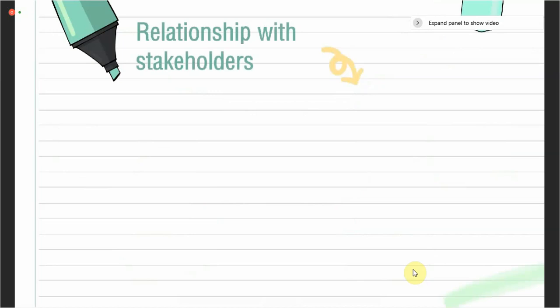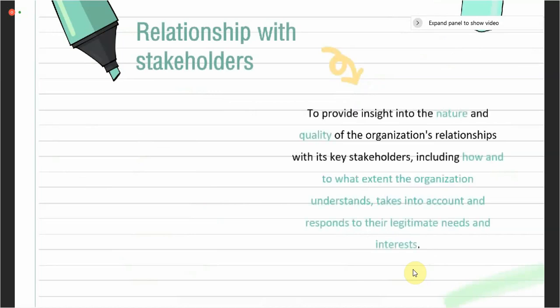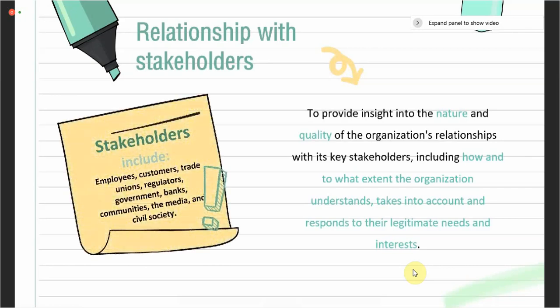Relationship with stakeholders. To provide insight into the nature and quality of the organization's relationships with its key stakeholders, including how and to what extent the organization understands, takes into account, and responds to their legitimate needs and interests. Stakeholders include employees, customers, trade unions, regulators, government, banks, communities, the media, and also civil society.